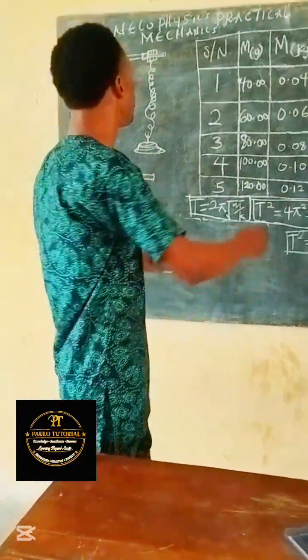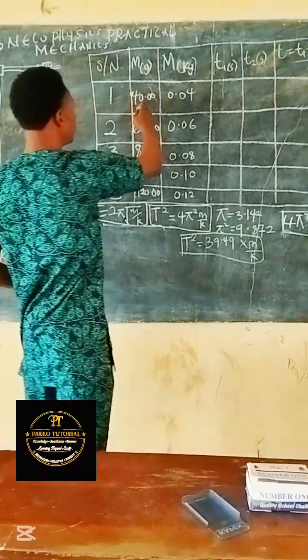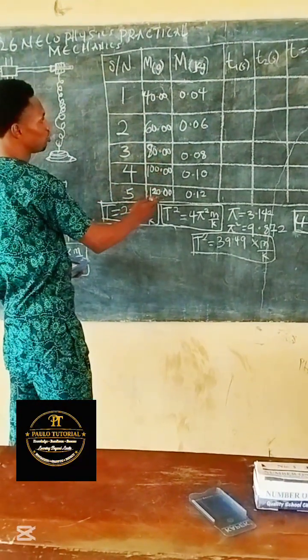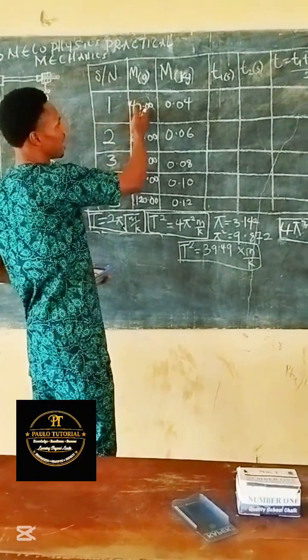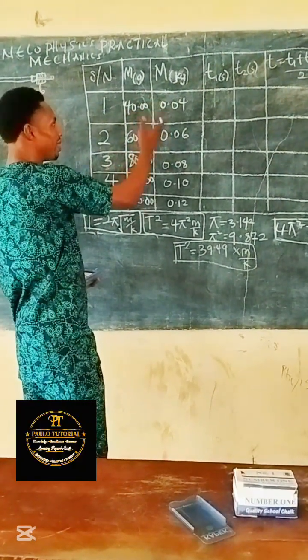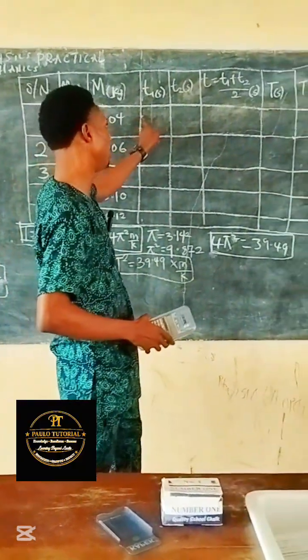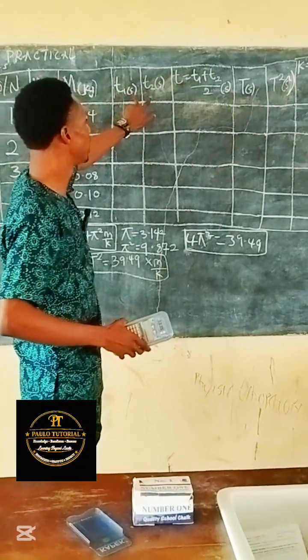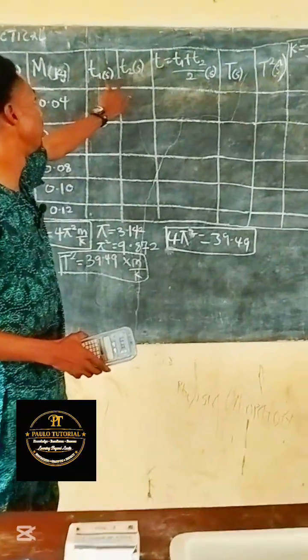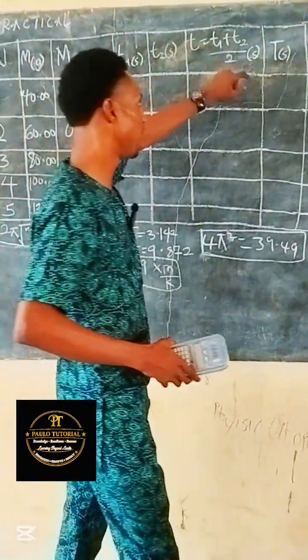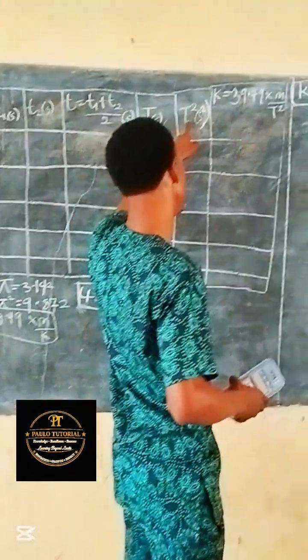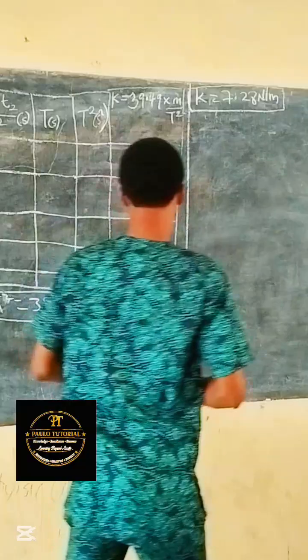Now, this is my table. These are my masses: 40 grams, 60, 80, 100 and 120. What did I do here? I converted this mass in grams to kilograms by dividing it by 1000. So this is my time. I'm going to record my time in two ways, the first one and the second one. So this is the average time, this is my period in seconds, and this is my period square in seconds squared.